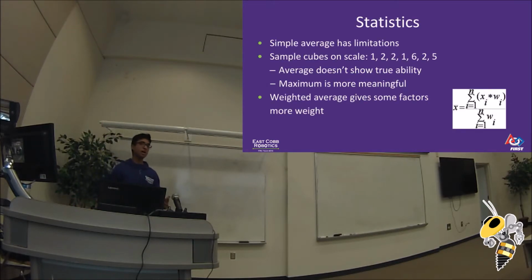So a simple average has its limitations, and let's take an example of that. Say any random team puts 1, 2, 2, 1, 6, 2, 5 cubes in the scale. Now the average of that is about 2.5, but you know that they're able to do 5 or 6 in a match. So if you just went with average, this wouldn't show up as much at all. But a maximum is much more meaningful in this case because it shows a robot's capability rather than what they do every time. Maximum is especially useful in a strategy-based game where a robot might be needed in different tasks.